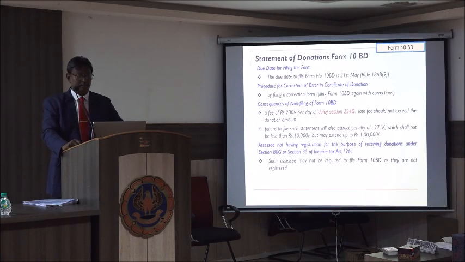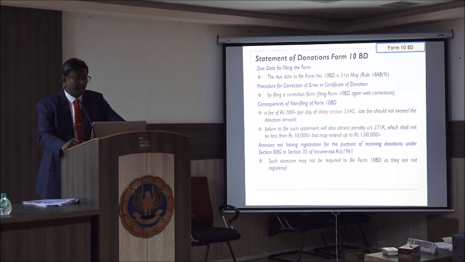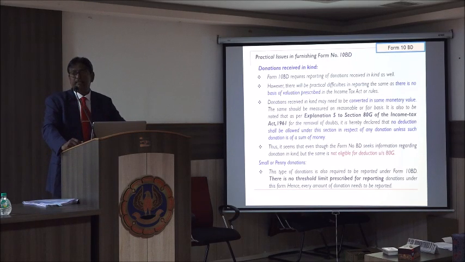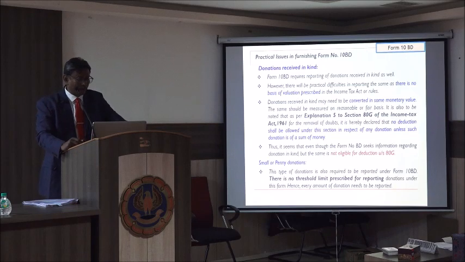Now, statement of donation in form 10BD. Due date for filing is 31st May. Procedure for correction of error is possible. Consequences of not filing: there is a penalty clause. If an assessee says, I don't have a registration under 80G, I need not worry about 10BD. Donation received in kind: of course, 10BD requires the reporting of donation received in kind as well. However, there will be practical difficulties.